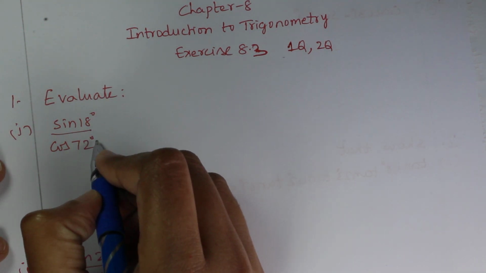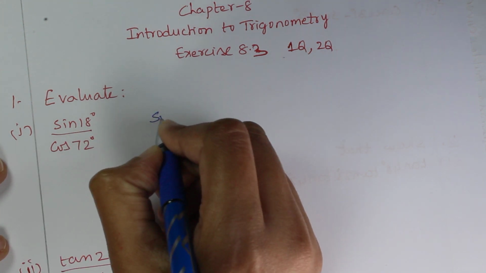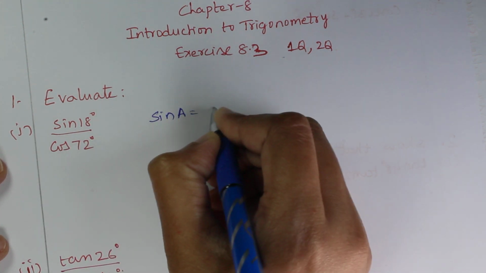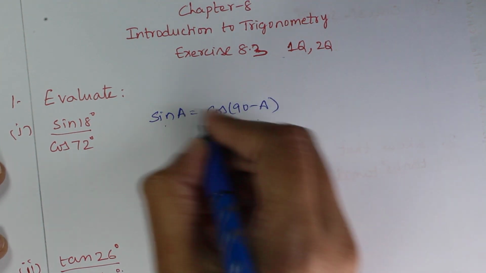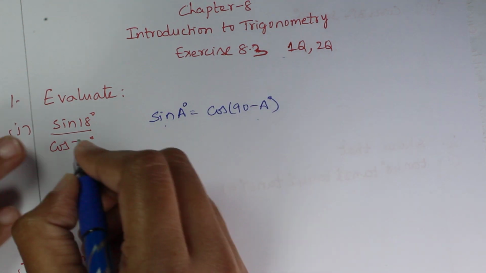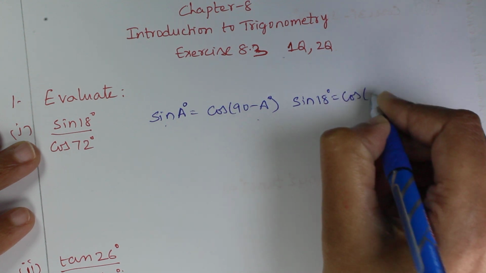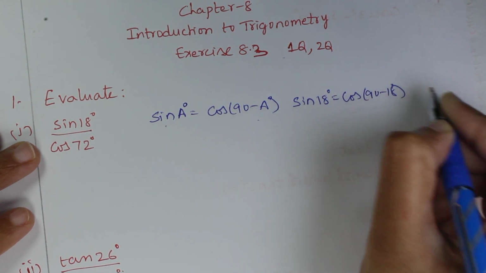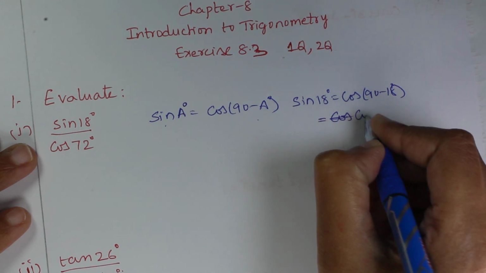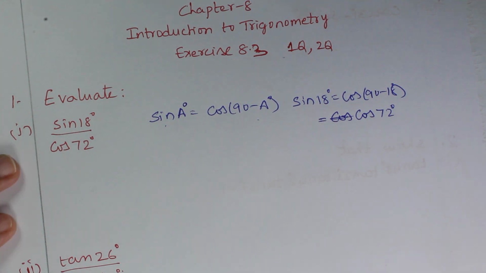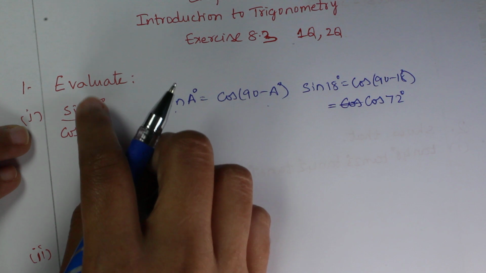Evaluate sine 18 degrees by cos 72 degrees. So we know that sine A can also be written as cos of 90 minus A. Right? Sine A is equal to cos of 90 minus A. So sine 18 can be written as cos of 90 minus 18 degrees. That is equal to cos of 72 degrees.